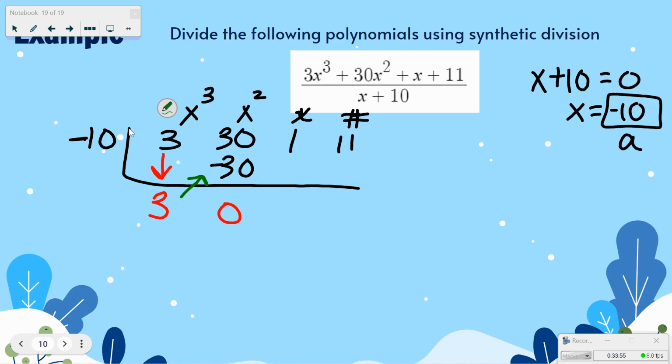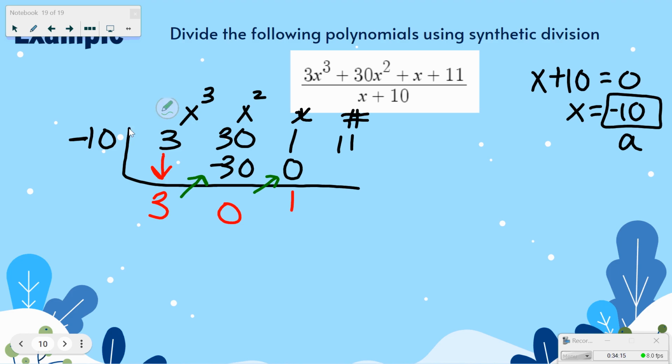To get back up here, I multiply by the value out here, which is -10 times 0, which will give me 0. Now to get down here, I just add those 2 together, so we'll have 1.